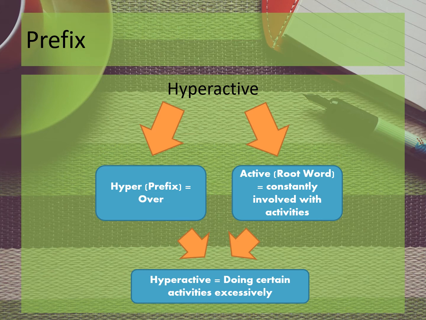Sometimes you say that to your children or to your little brothers and sisters: Hey, sit down, you guys are too hyper. That means they are doing something over. Active means, you know, to be engaged with something all the time. That is normal. But when you have the word hyper in front of it, it means that you are doing it excessively. You are overdoing it. So hyperactive means that you are being active, but you are overdoing it. By just having this, you can already guess the meaning.